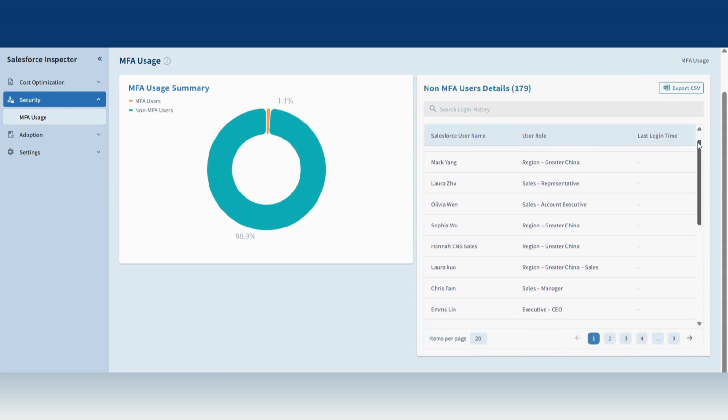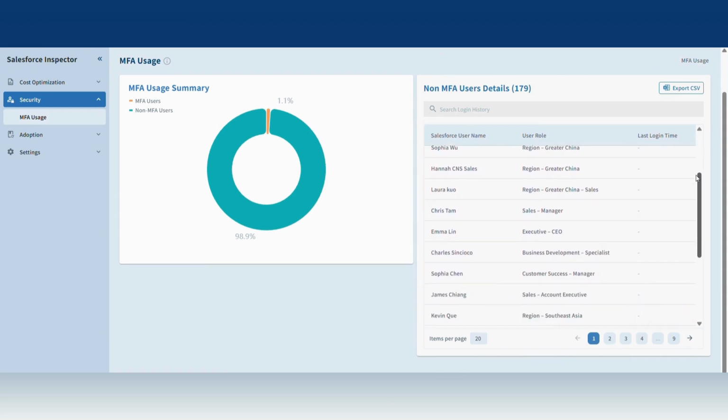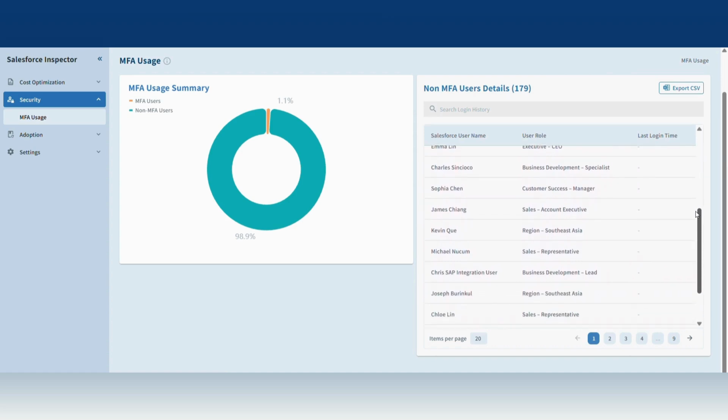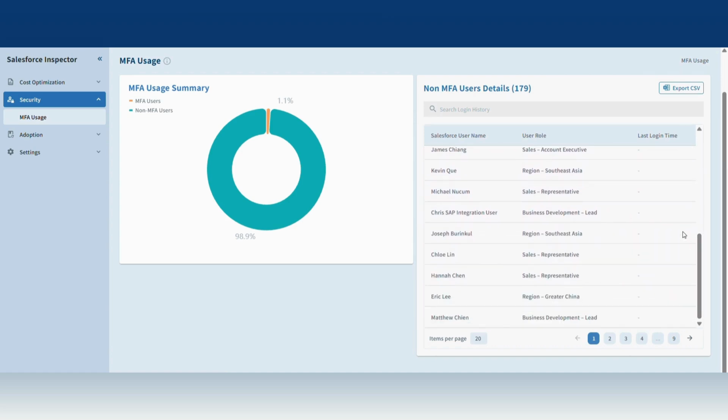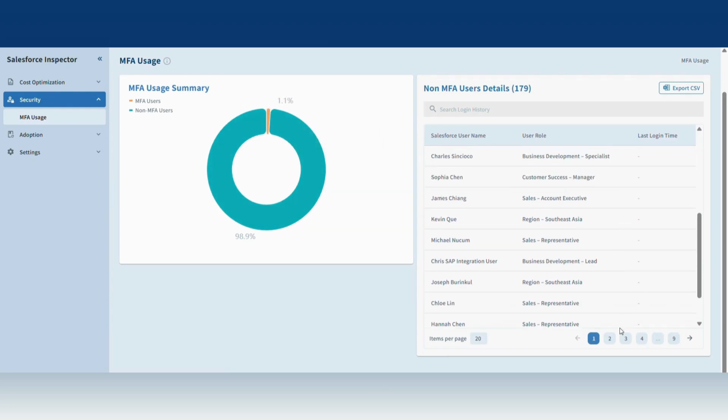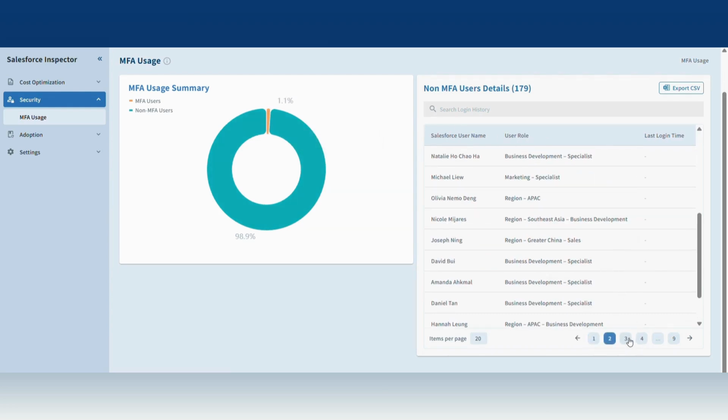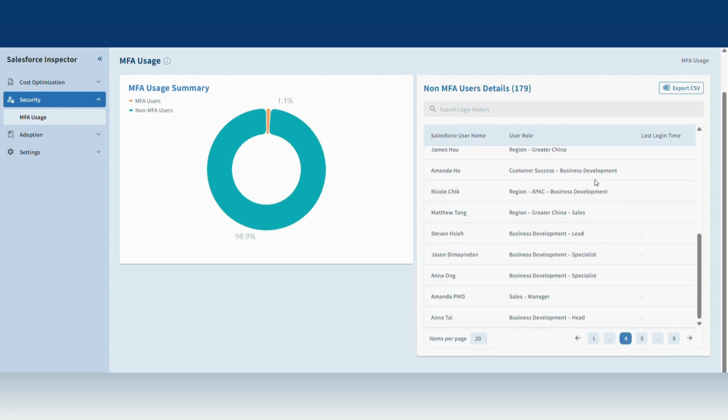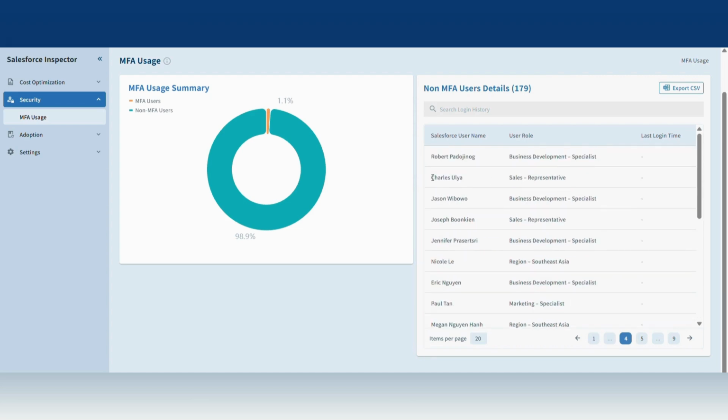On the right, you'll find a detailed list of users who have not yet enabled MFA, including the username, user role, and last login time. This list is especially important because these accounts are often the highest priority risks. Some may be legacy accounts. Others may hold significant permissions but have not yet been brought up to standard from a security perspective. Without a centralized way to review this, these accounts are easy to overlook. And when unauthorized access happens, it often starts from exactly these gaps.